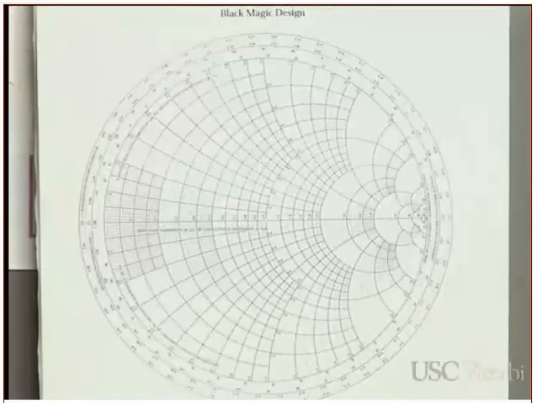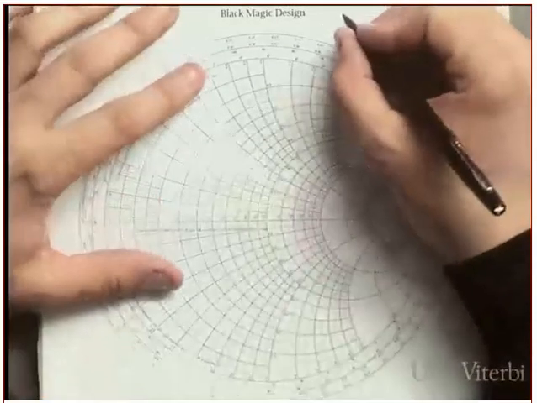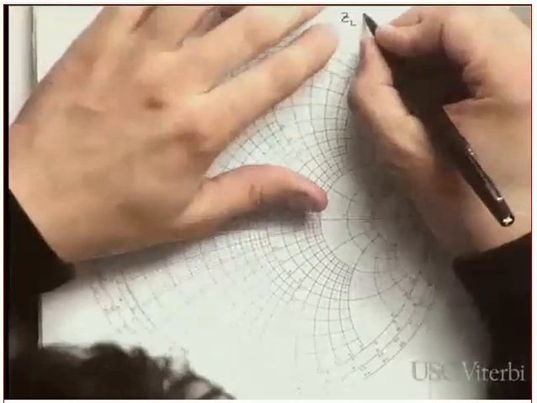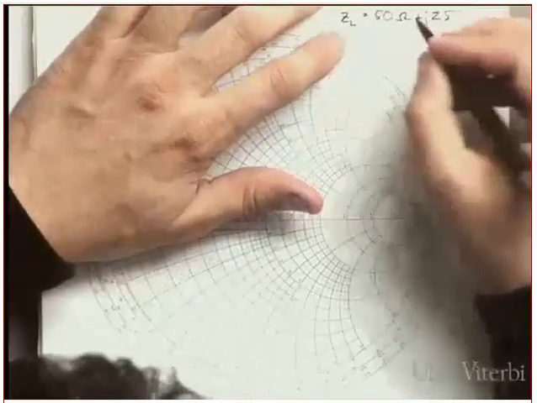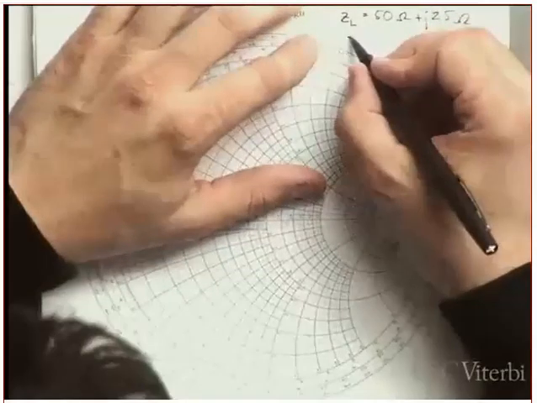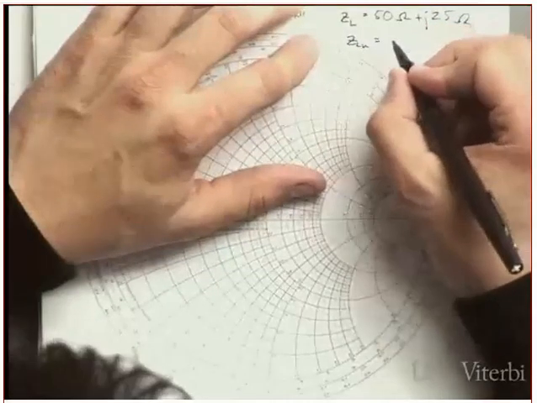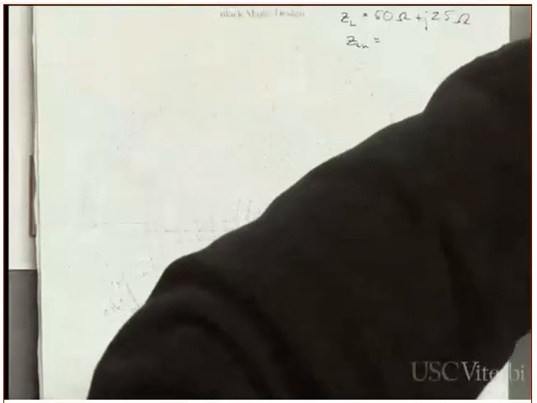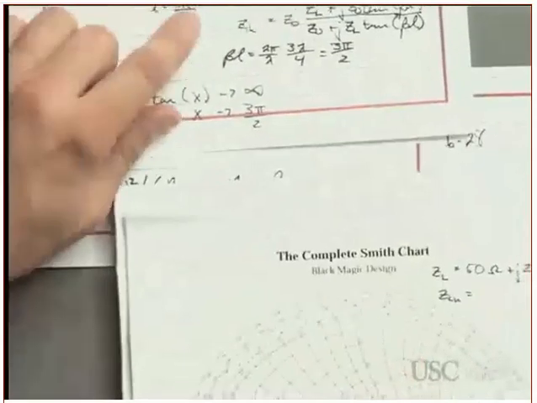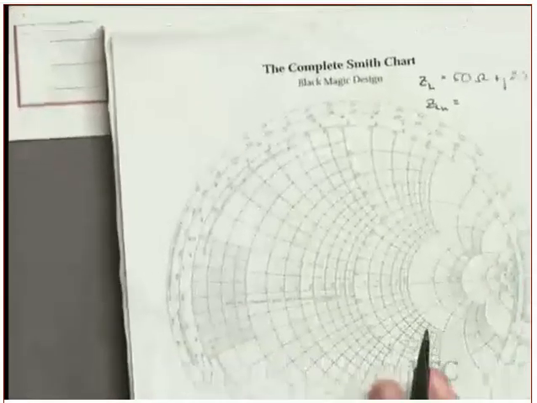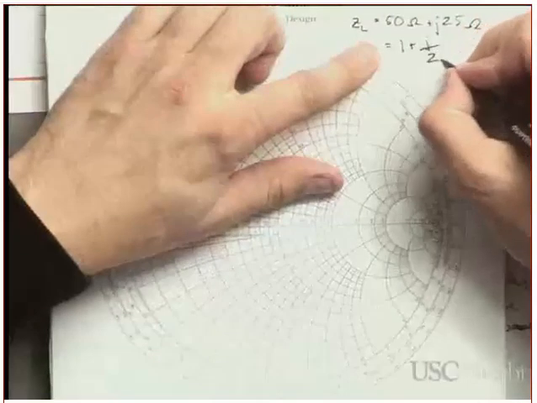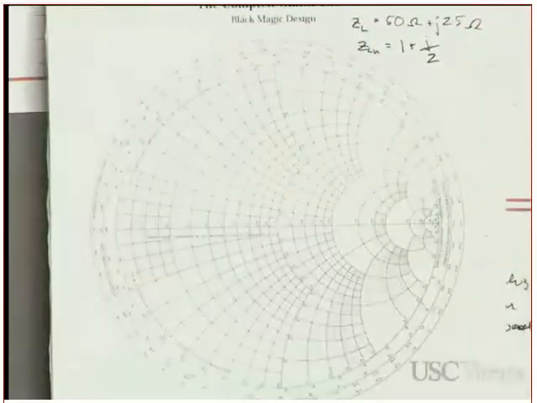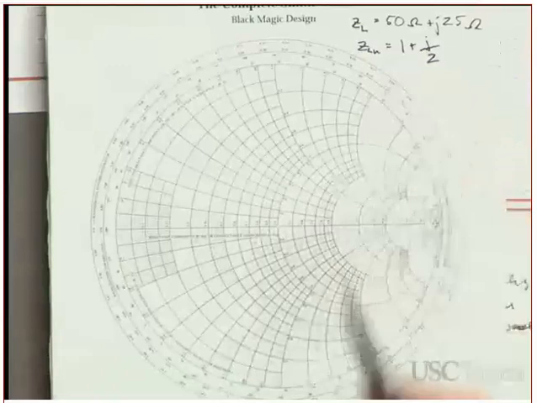So if I take my example from before, my ZL was 50 ohms plus j25 ohms. My characteristic impedance was 50 ohms, and if I look right here, 50 ohms. So that's the number that I'm going to normalize by. So ZL normalized is now 1 plus j over 2. The first thing that I have to do is actually plot that on this crazy diagram.